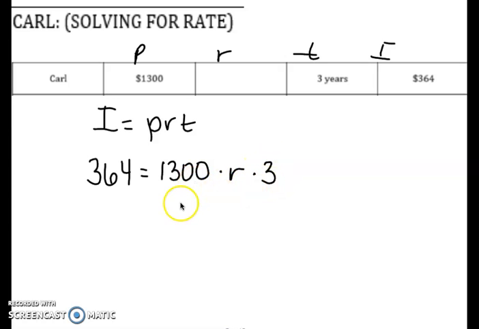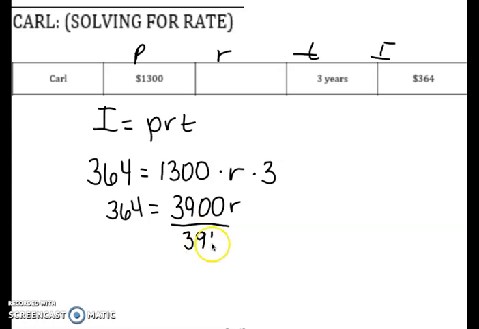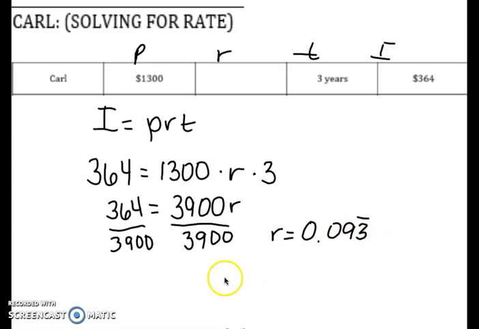We need to simplify the expression, so we do 1,300 times 3, and we get 3,900 R equals 364. To solve for R, you divide both sides of the equation by 3,900. When you do that, you get R to be a decimal. R is 93 thousandths with the 3 repeating. And then when you make it a percent, you realize the interest rate for Carl was 9 3/10 repeating percent. That is the rate he earned for putting his money in the bank.